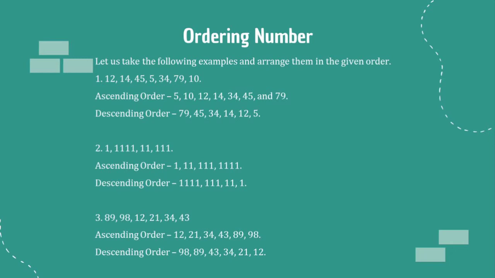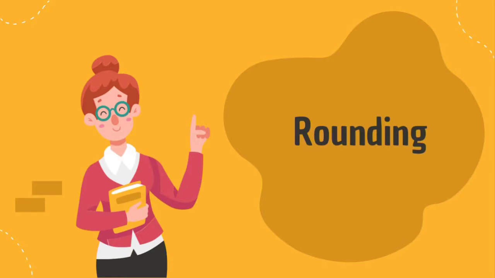Ascending order 12, 21, 34, 43, 89, 98. Descending order 98, 89, 43, 34, 21, and 12. Next, rounding.